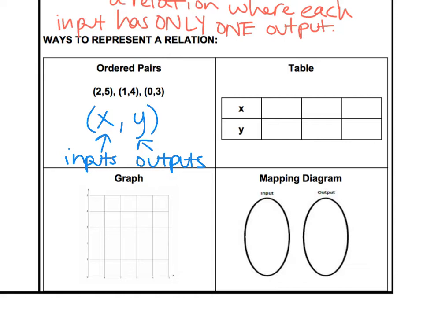We can also make this into a table, so we're going to take our x values, which would be 2, 1, and 0, and put that in the table. 2 outputs of 5, so that's the y value that goes with it. 1 outputs of 4, and 0 outputs of 3. So I'm just taking these points and putting them in the table. X is still our inputs. Y is still our outputs.